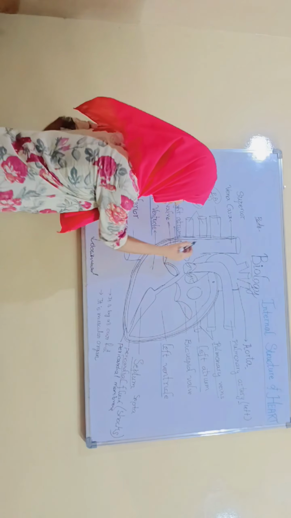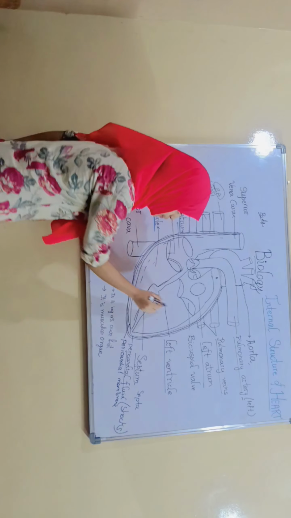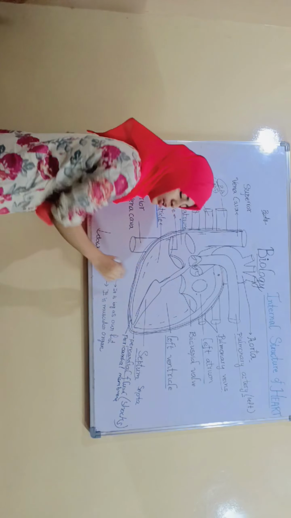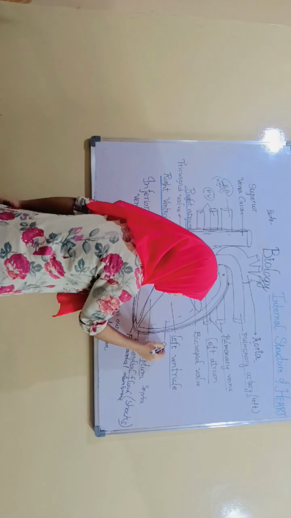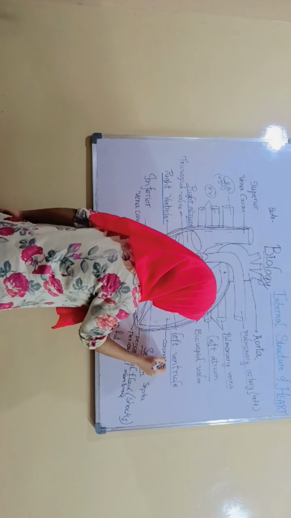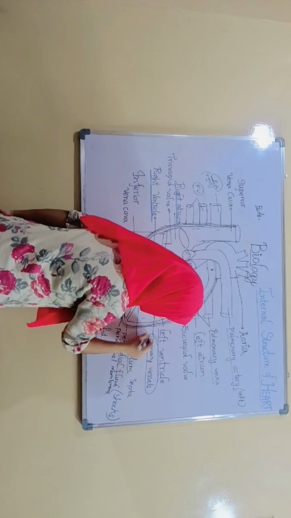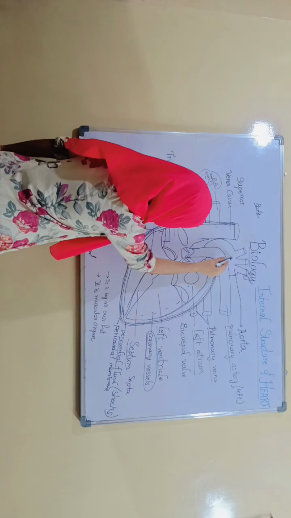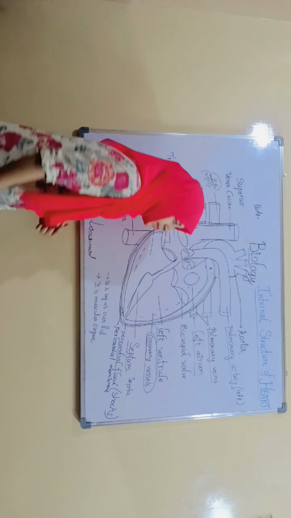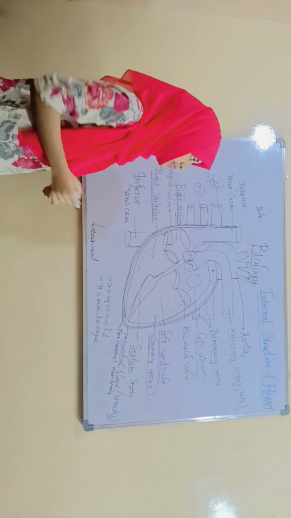Some blood vessels are present in the heart, found in the walls of the heart, called coronary vessels. These coronary vessels help the heart to pump blood to body parts. This is about the internal structure of heart.